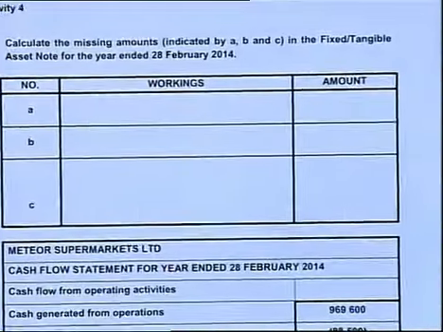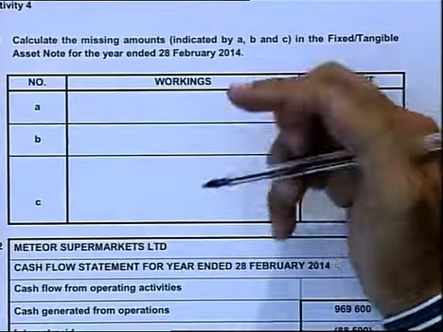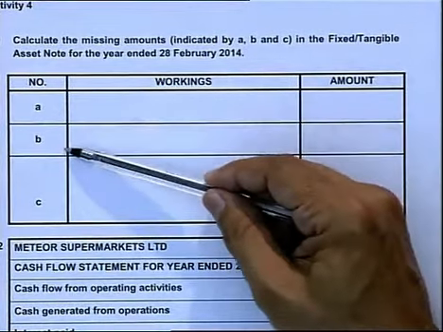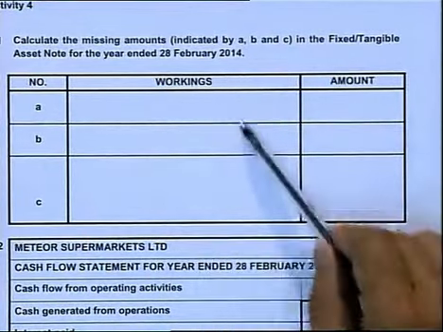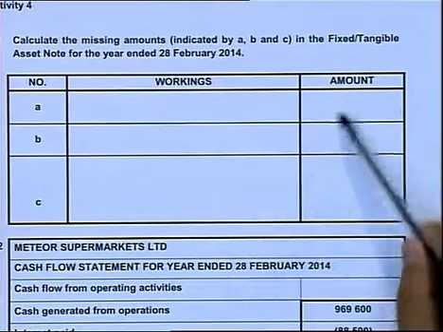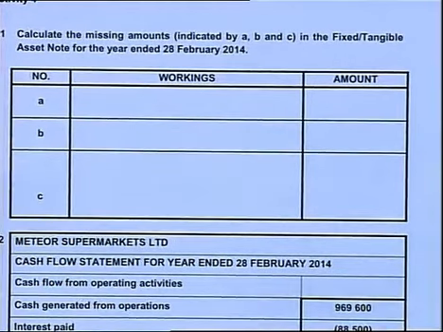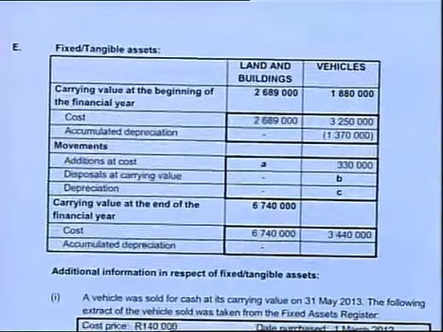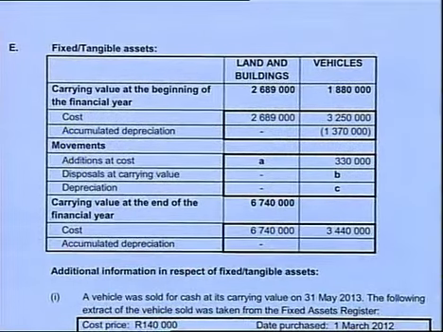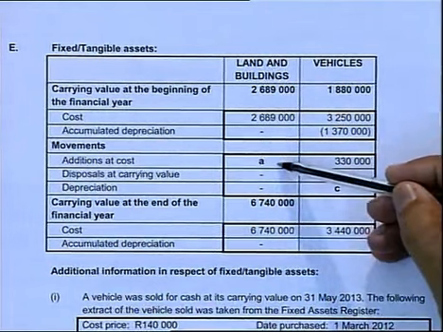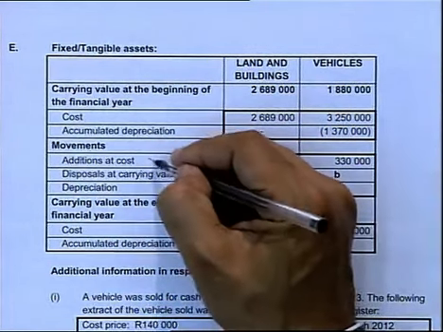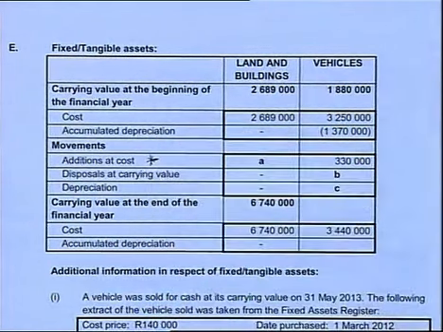Okay, here we have the answer book. There we have the letter A, the letter B, and the letter C. This is where we'll do our workings, and then we'll get the final answer over there. Okay, so you need to have the information in front of you. Okay, the letter A, that refers to the additions at cost.